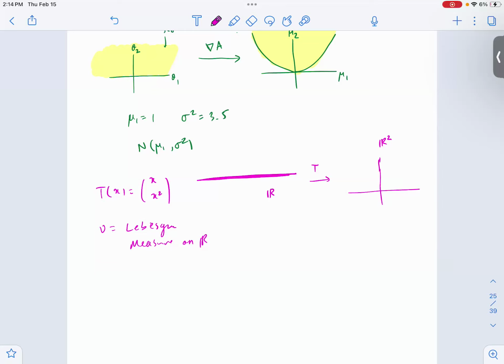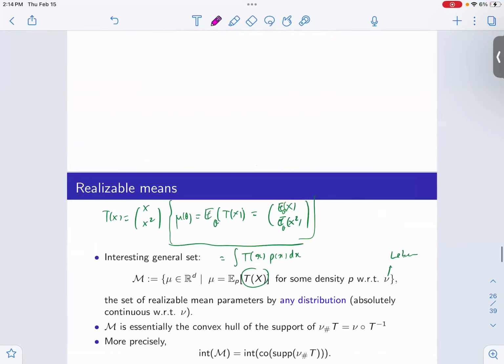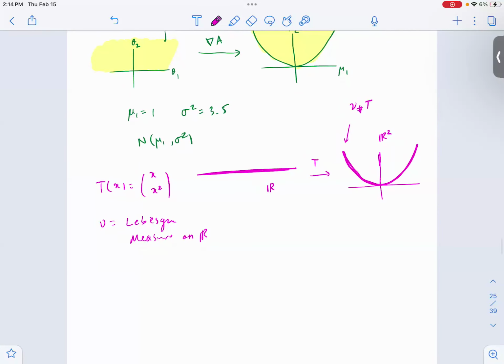So if you think about this, any point here would live on this parametric curve. So the support of that measure, the push forward. So nu push forward by T, or we can say nu composed with T inverse. These are the same notation.